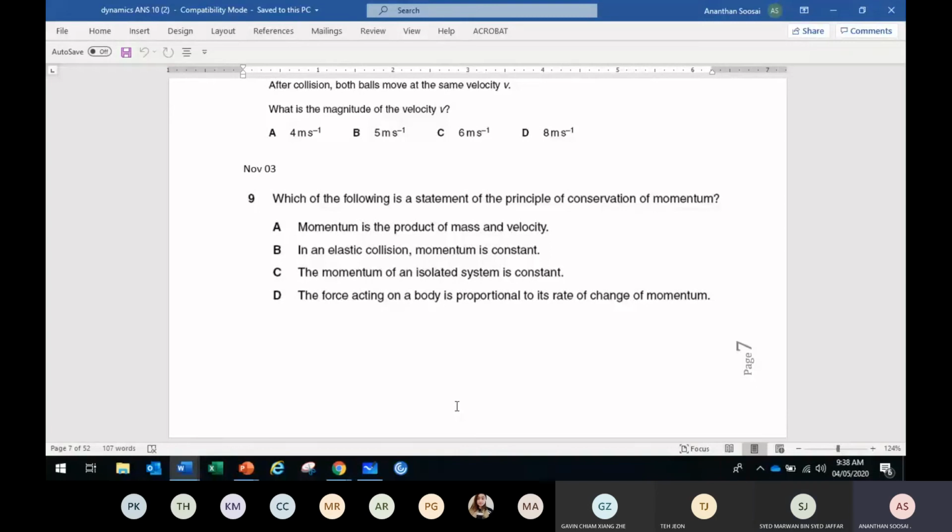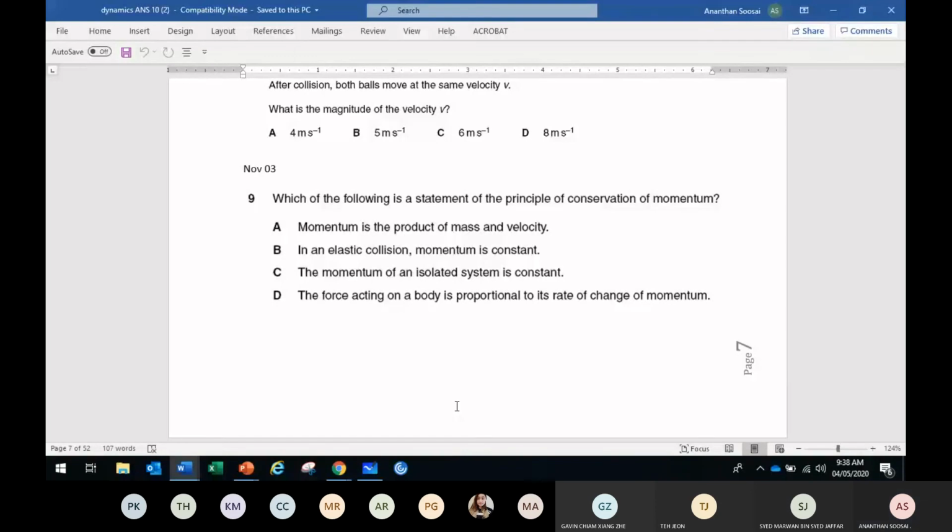C is the answer, of course. The momentum of an isolated system is constant. To be better, they are supposed to put the total momentum. The total momentum for an isolated system is conserved or constant. C is the best answer. I think they should say the total momentum.